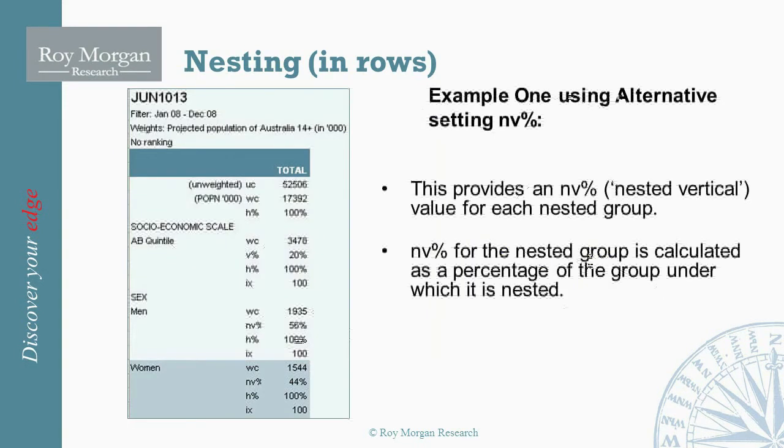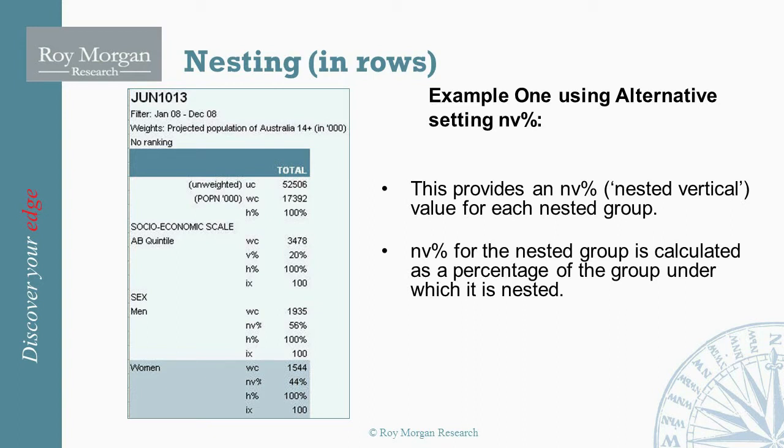Here we have example 1 using the alternative setting of NV%. When you change the setting to NV%, this provides an NV% value. This is the nested vertical for each nested group. NV% for the nested group is calculated as a percentage of the group under which it is nested.